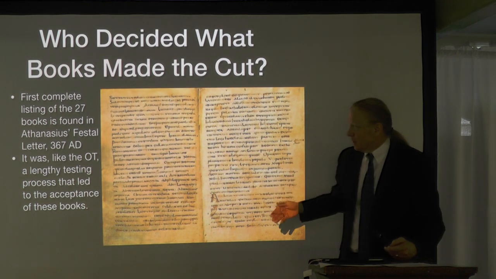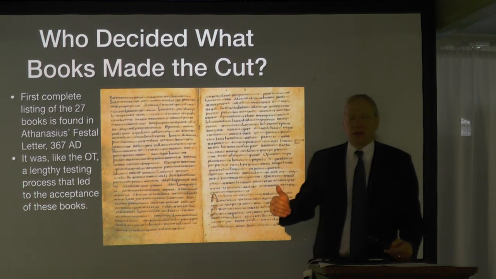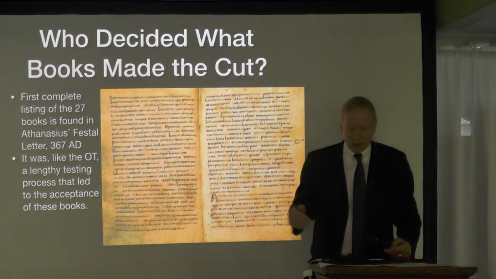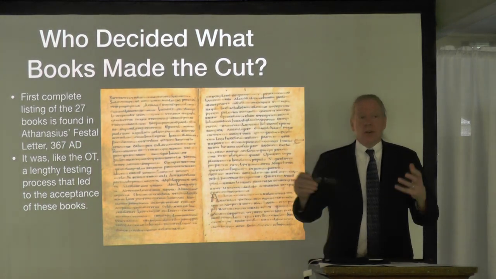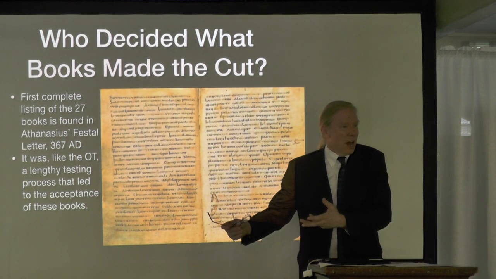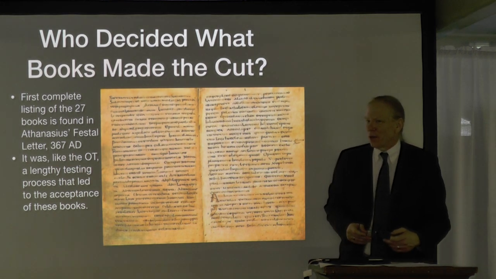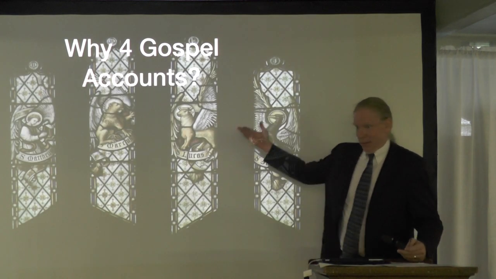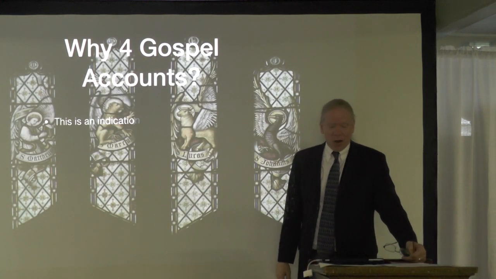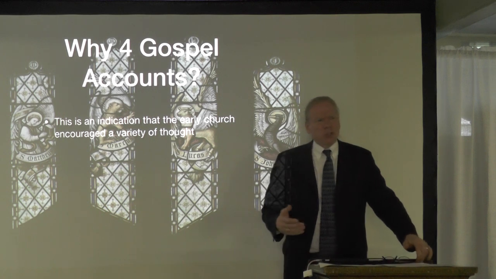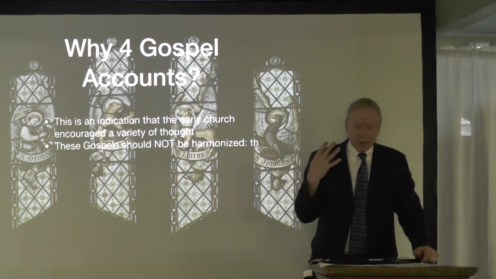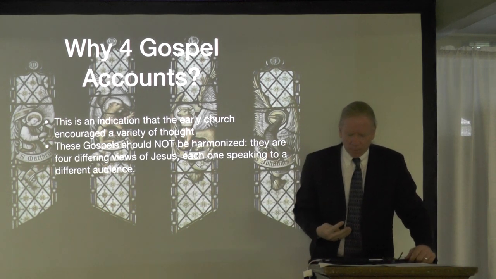Like the Old Testament, it was a lengthy testing process that ultimately led to the acceptance of these 27 books. There are some books that almost made the cut, and some of those 27 books that people really questioned whether or not they should or should not be in the Bible. Let's look at just one example of it, the four gospel accounts. Why in the world would the early church give us four separate accounts of the gospel?